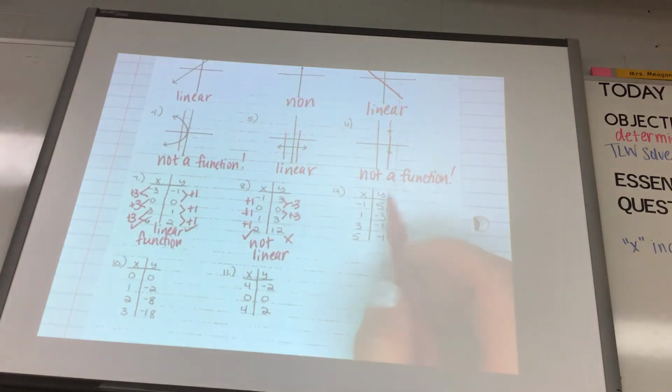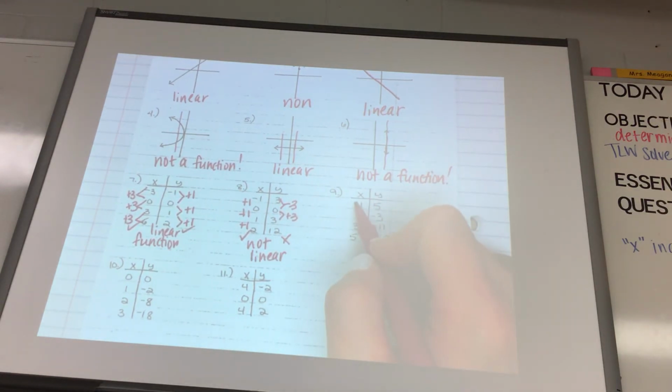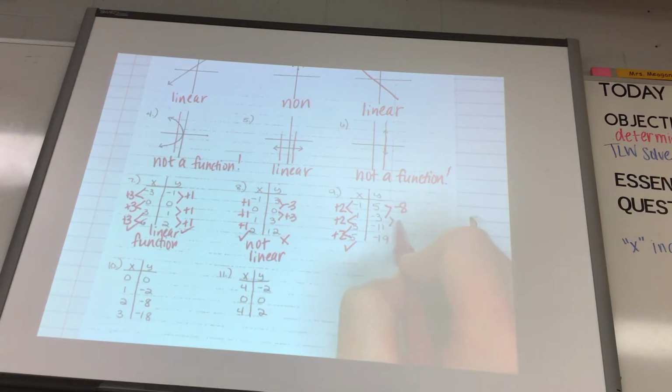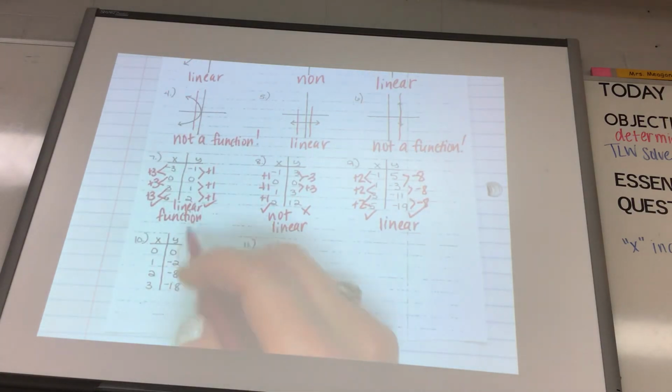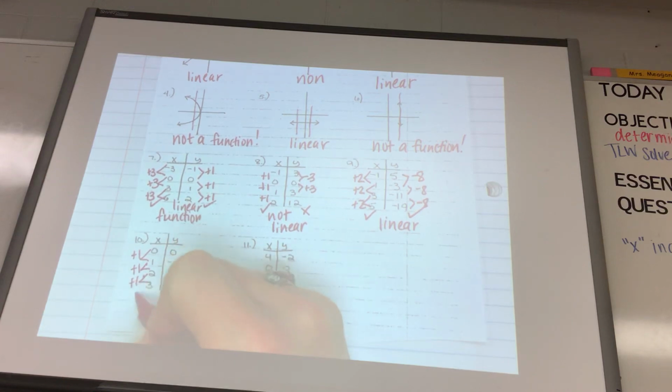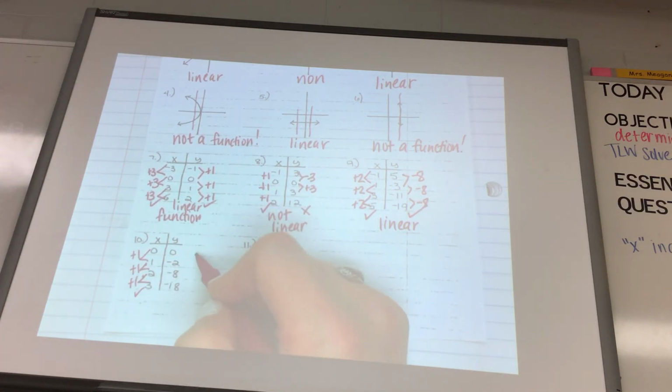And here, let's see if a pattern is here. This is +2 between those, +2, +2. Check. Over here, this is a decrease of 8, a decrease of 8, a decrease of 8. Yes, linear. And finally down here, we have plus 1, plus 1, plus 1. So check so far. Let's check the y's. Minus 2, minus 6. No pattern. Non-linear.